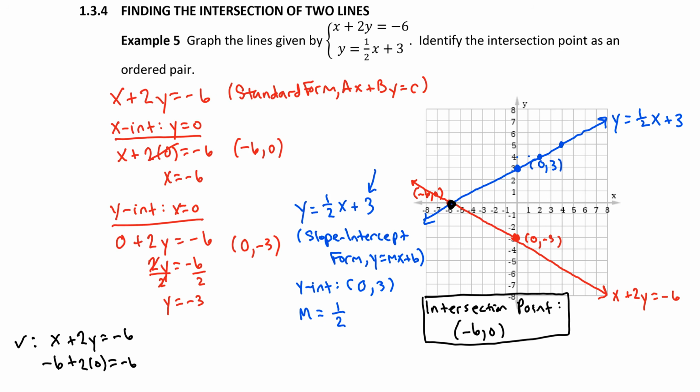Let's go ahead and plug it into our second equation. y is 0, x is -6. And notice 1/2 times -6 is -3. So we have 0 on the right side, 0 on the left side. So this ordered pair balances both of those equations. So we have found the intersection point of those two lines.